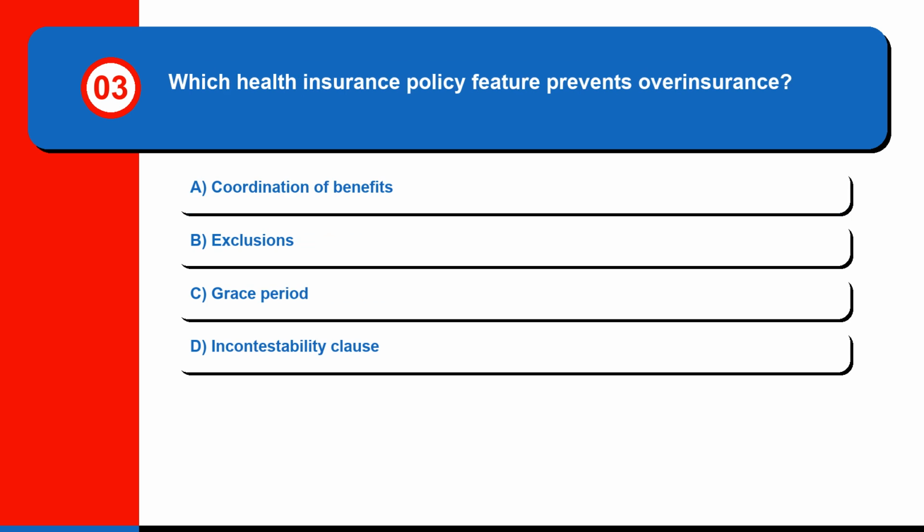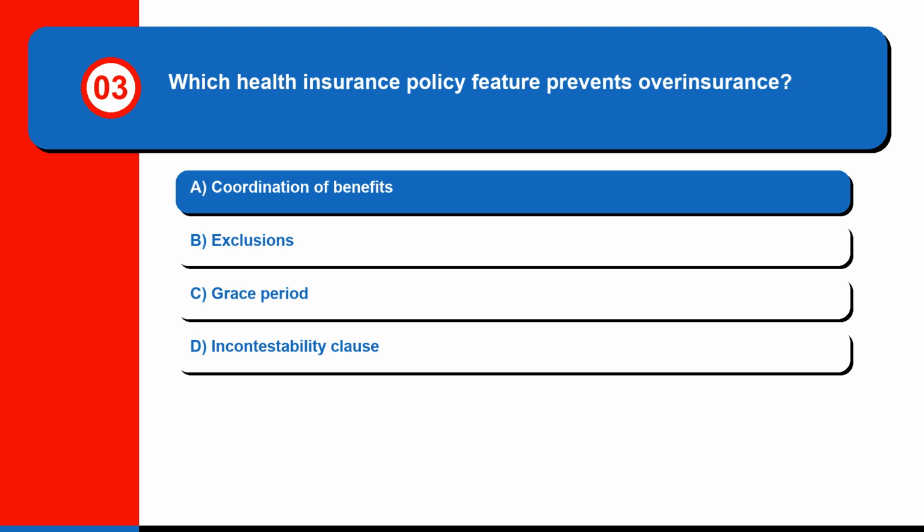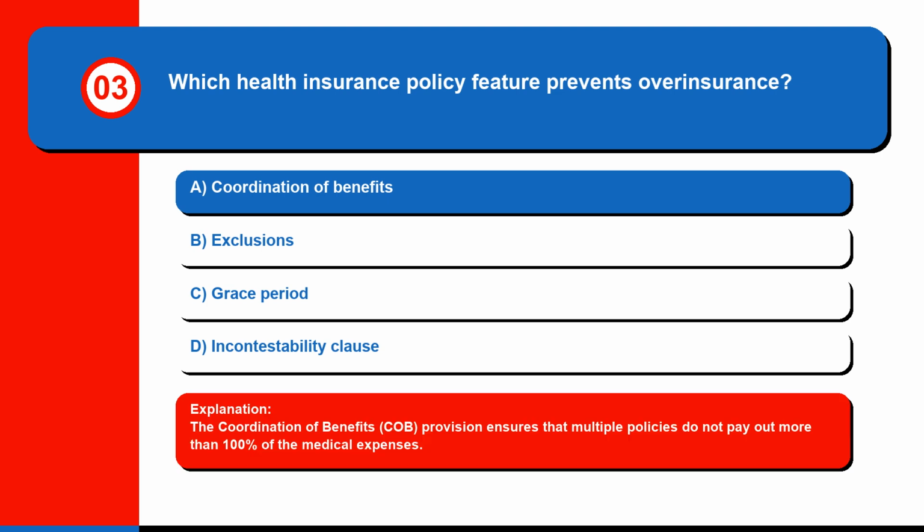Question 3. Which health insurance policy feature prevents overinsurance? A. Coordination of benefits, B. Exclusions, C. Grace period, or D. Incontestability clause. The correct answer is A. Coordination of benefits. The coordination of benefits, COB, provision ensures that multiple policies do not pay out more than 100% of the medical expenses.